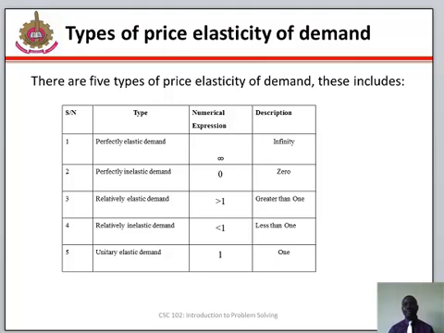In this case, the demand curve will be steeper. The last one is unitary elastic. This occurs when the change in demand is exactly equal to the change in price. When both are equal, the elasticity is said to be unitary.